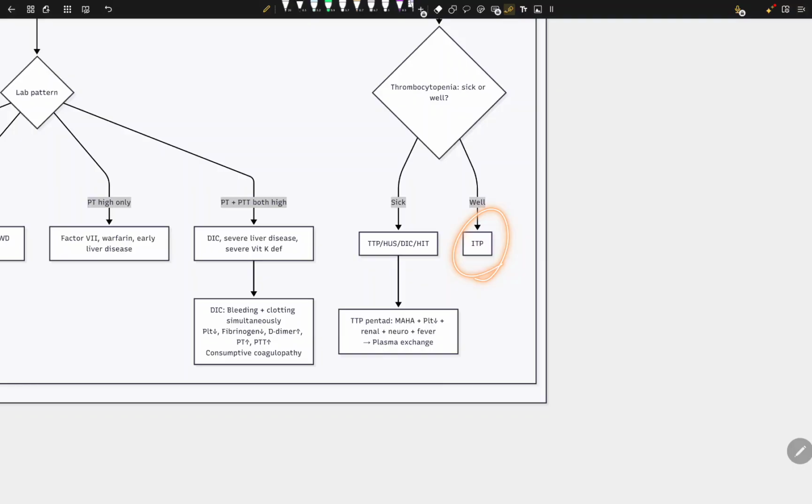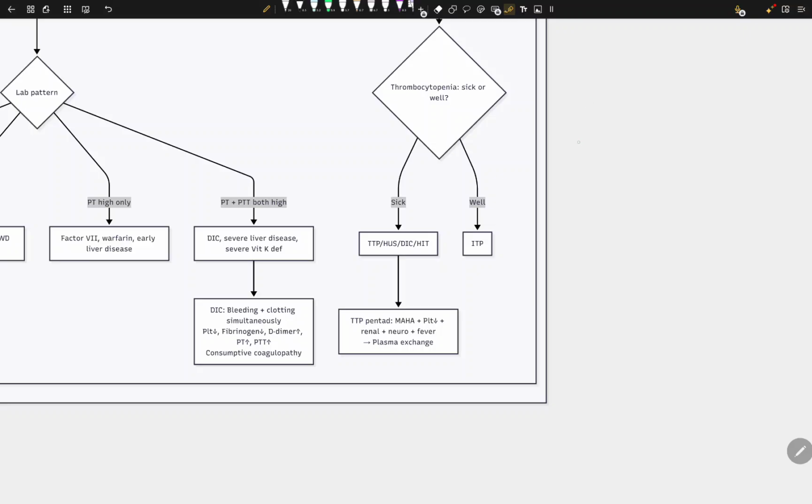ITP. Well, what is ITP? ITP is just IgG against 2b/3a proteins. Now they are responsible for aggregation. If we have antibodies against them, we'll have no aggregation, no fibrin, no D-dimer. Important stuff, okay? Because we don't have clots, D-dimer doesn't go up.